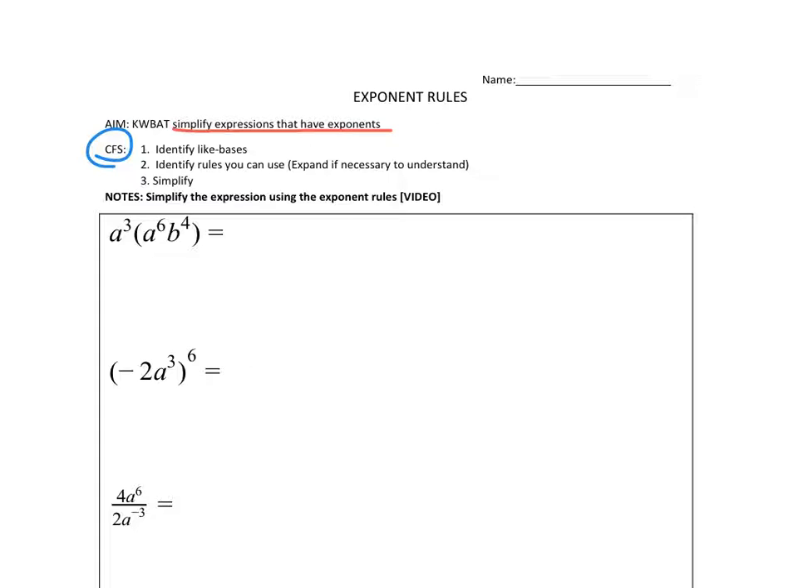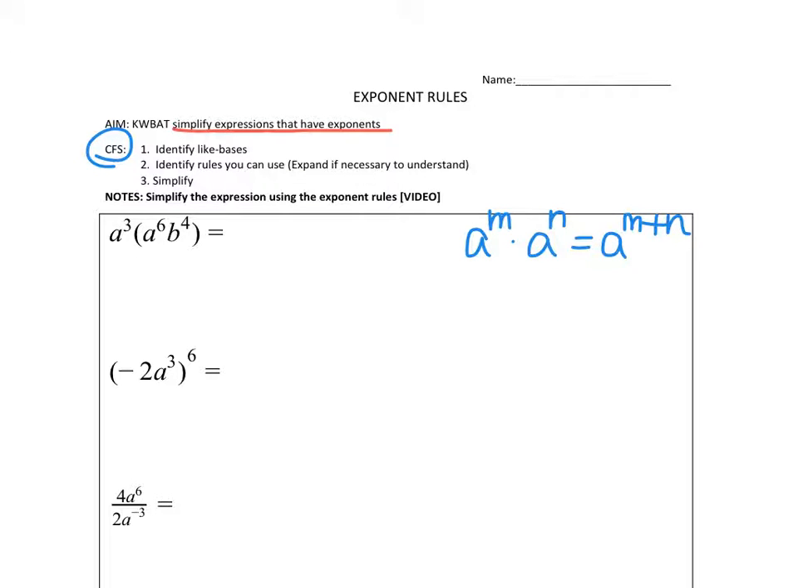So we're identifying our like bases or things with the same variable. We're identifying then rules we can use, and then our end goal is to simplify. So let's look at our first example here. This rule is talking about if I have 2 variables or 2 things with exponents that I'm multiplying, my shortcut is that I can add the exponents. So let's take a look at my first one here.